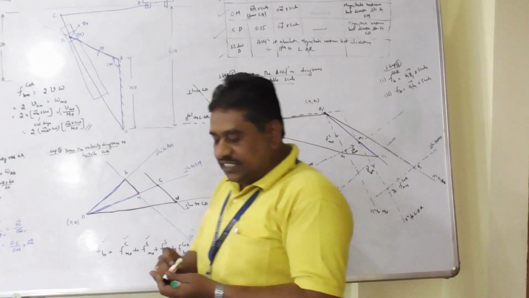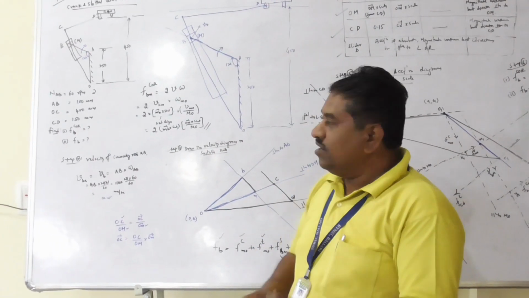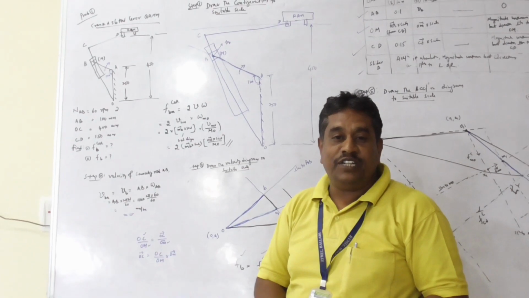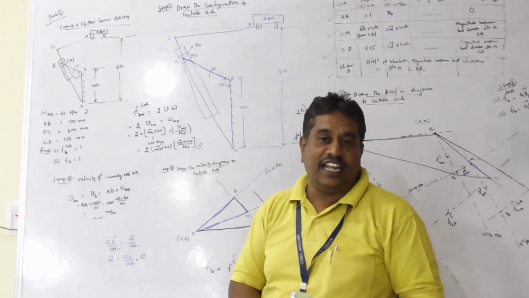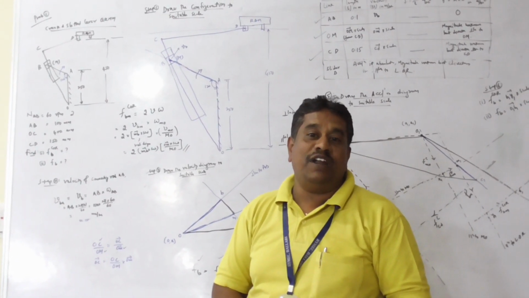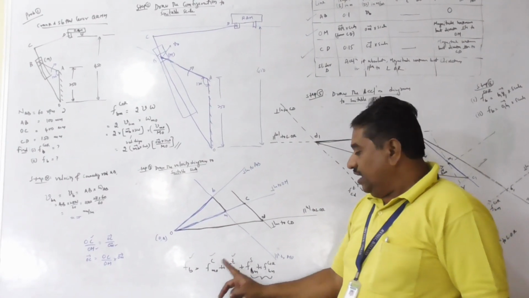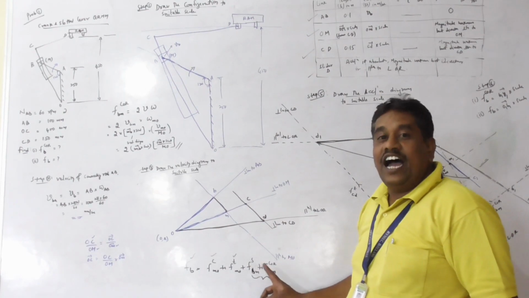This is how we can construct the acceleration diagram for a quick return motion mechanism. Whenever there is a moving point which slides on an oscillating link, then the moving point will have 4 quantities of accelerations: centripetal, tangential, sliding, and Coriolis component.